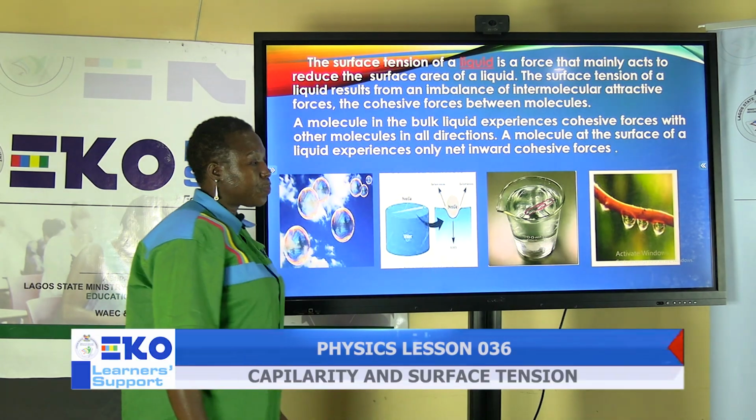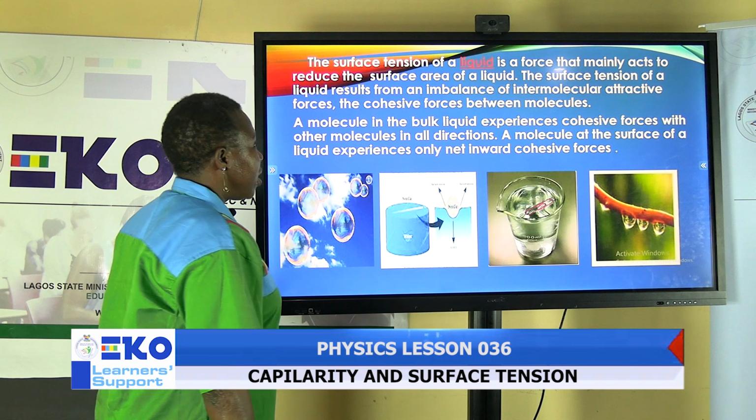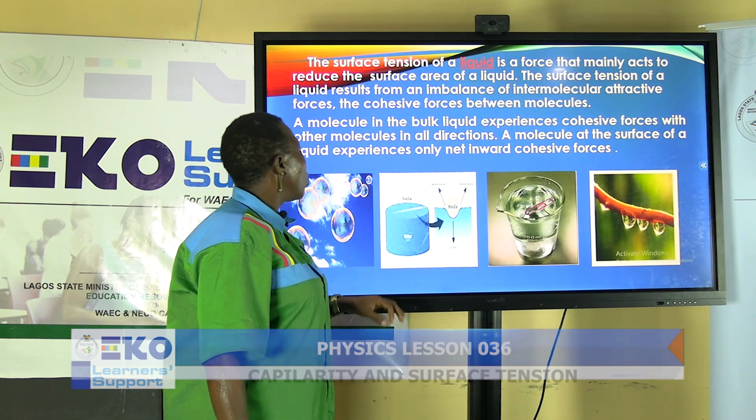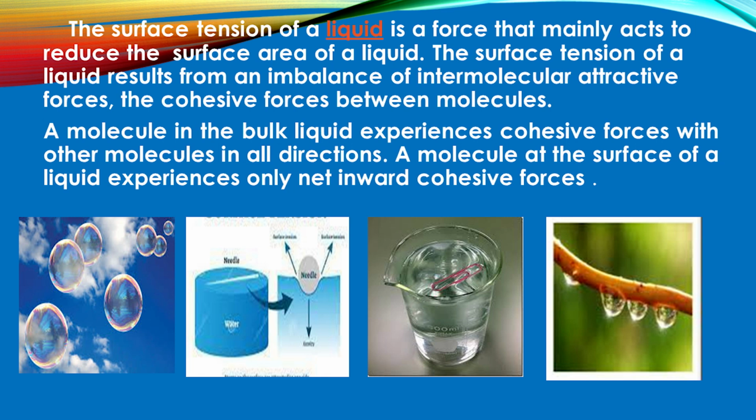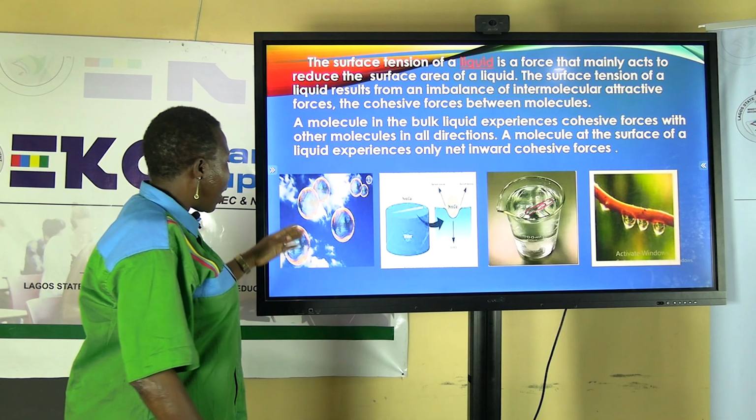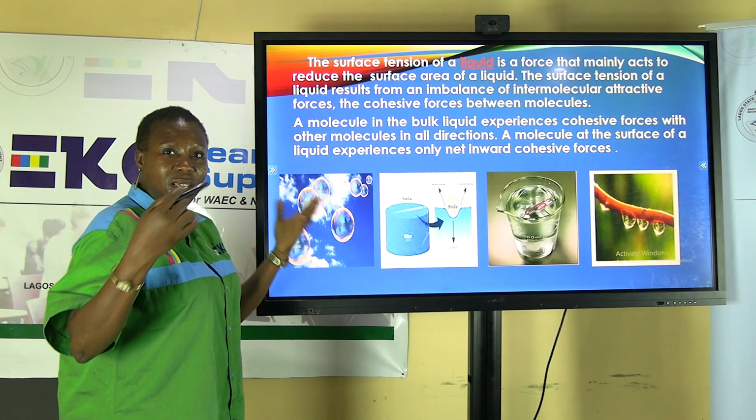Now, surface tension. Surface tension of a liquid is a force that mainly acts to reduce the surface area of a liquid. The surface tension of a liquid results from an imbalance of intermolecular attractive forces, the cohesive force between molecules. A molecule in the bulk liquid experiences cohesive force with other molecules in all directions. A molecule at the surface of a liquid experiences only net inward cohesive force, just as we can see in this diagram. And we have the droplet when it rains.